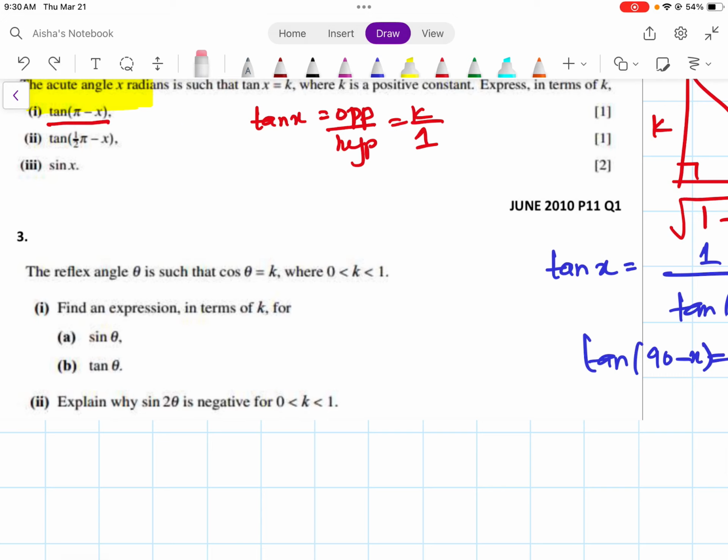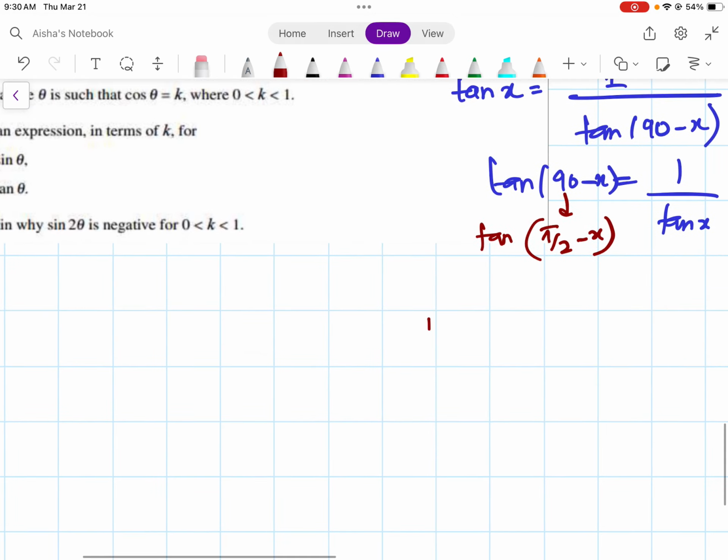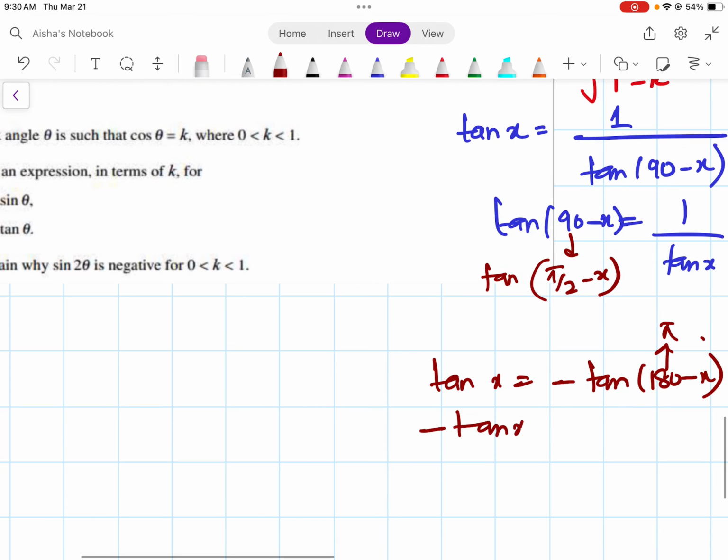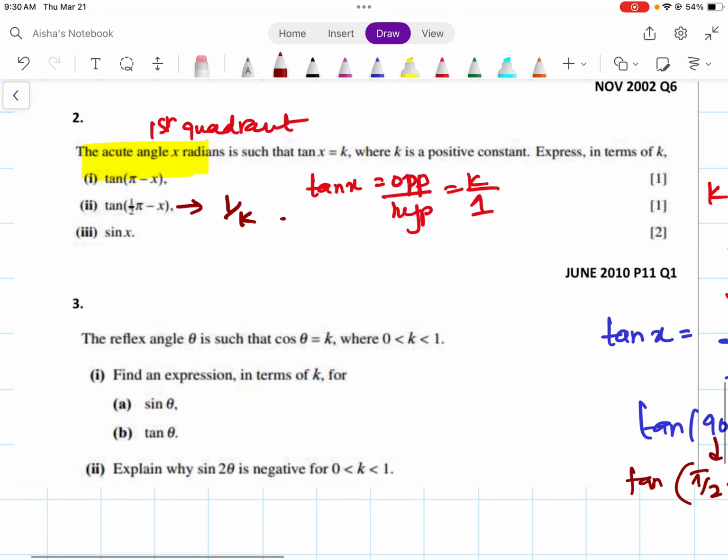Okay, my bad, I took it as pi minus x, which is 180. So 90 is pi by 2. This is the answer for the second one, 1 upon k. Now, tan x is equal to minus tan(180 minus x). 180 is pi. So whatever the value of tan is, if you multiply it with a negative sign, you get the value of tan(pi minus x). So it's k, so this will become minus k.